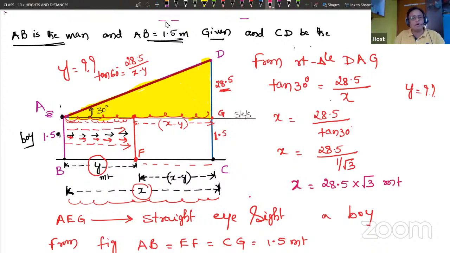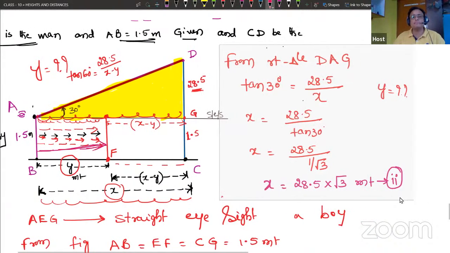But we don't want x, we want this y, this is the portion we want. The distance walked by the boy towards the building, how much he has walked first? We have taken y meters. So now this entire part, I will shift it here. x is equal to 28.5 by root 3 meters. This we can take as 2. Again, the diagram is of no use for you now.